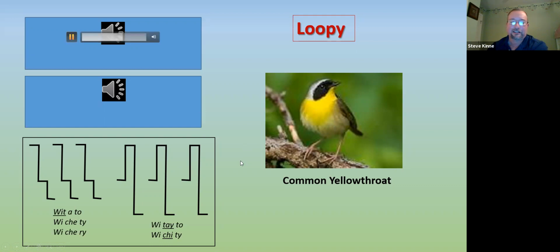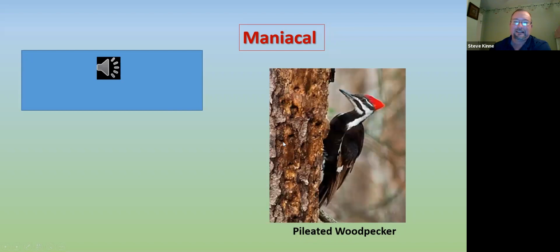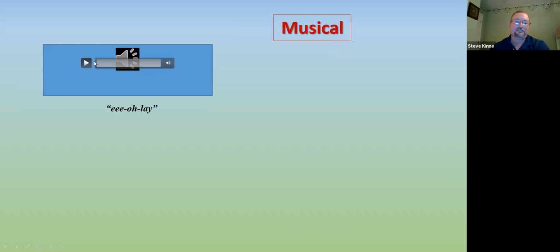Oh yes, and I did include one more, the maniacal one. I'm sure you've probably heard this one before out in the woods. It's kind of like the crazy jungle bird, and you'll often hear them when they're flying. You'll hear it coming toward you, getting louder and louder, and then it goes away as it flies over you. It's quite interesting, and that's the pileated woodpecker. Again, I'm using some of these just as descriptions of things that you might hear out in the woods that you might know and might not.